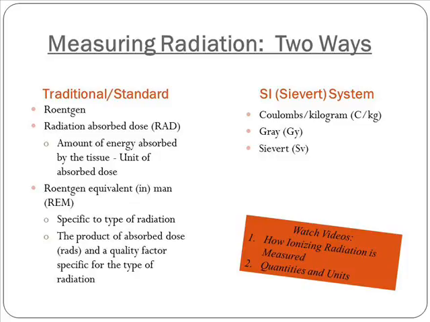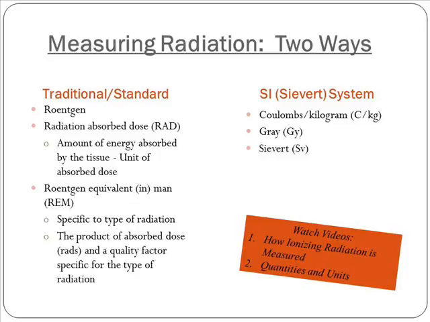The traditional or standard measuring system includes a Roentgen, which is the unit of measurement, and a rad, which is the acronym for radiation absorbed dose. This is the unit of absorbed dose, so it's the amount of energy absorbed by the tissue. So a Roentgen is the unit of measurement of radiation, and a rad is specific to the amount of radiation or energy absorbed by the tissue.